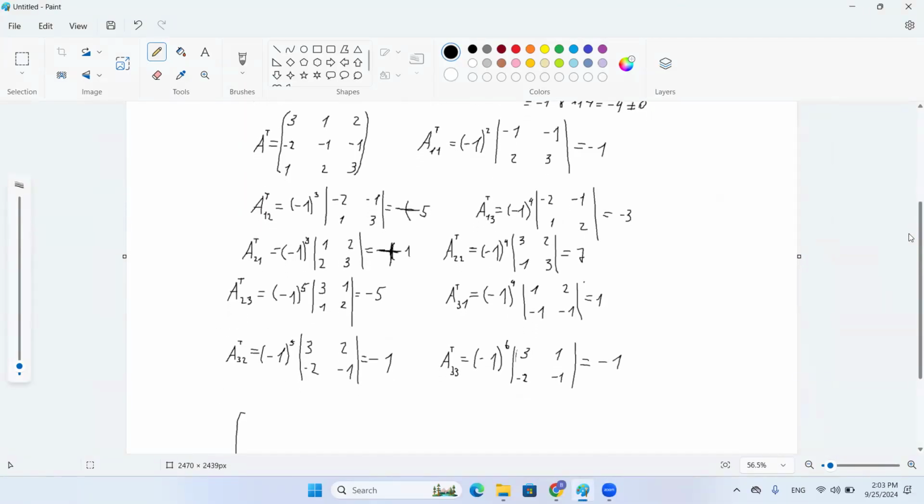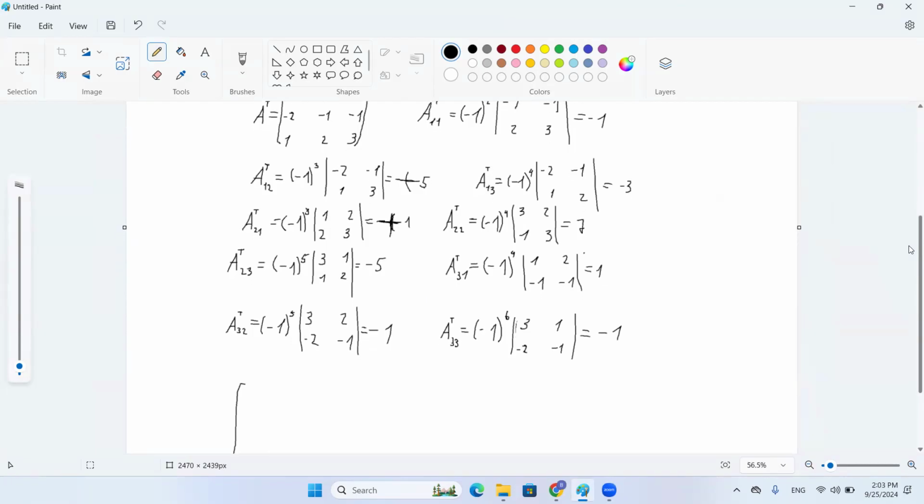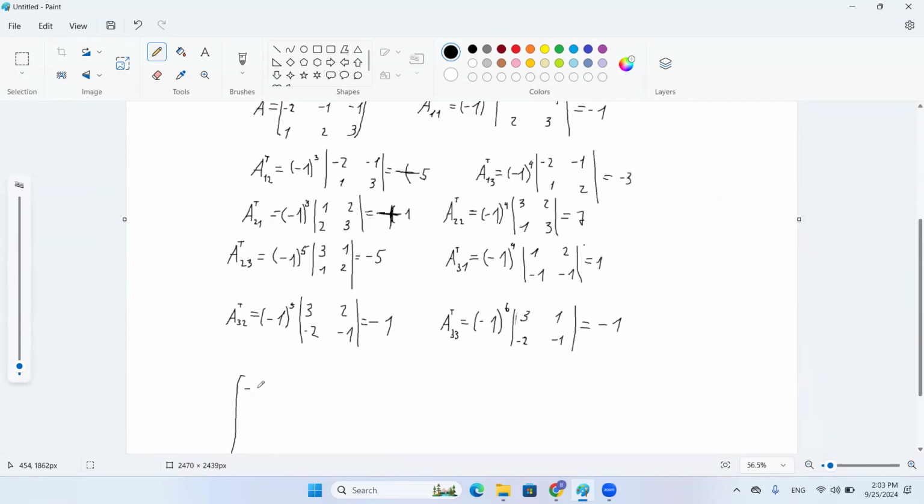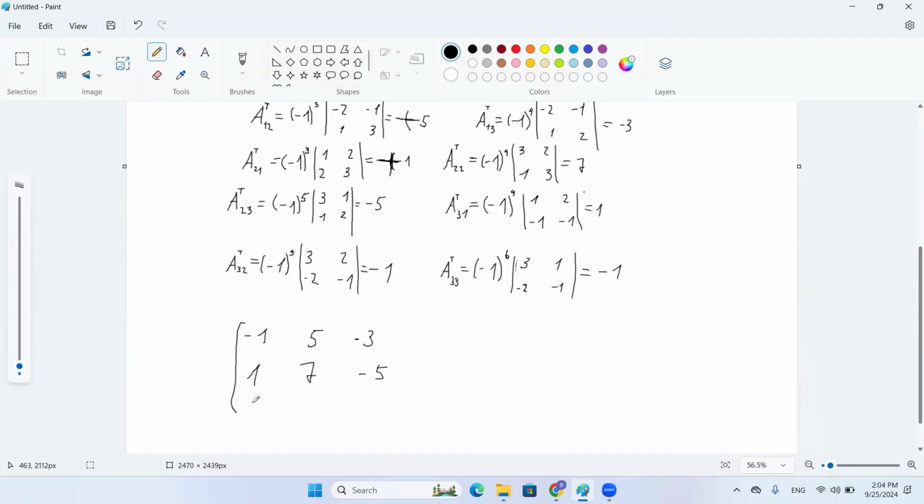First column is minus 1, minus 5, plus 5, plus 5, and minus 3. Then 1, 7, and minus 5. And then 1, minus 1, minus 1.